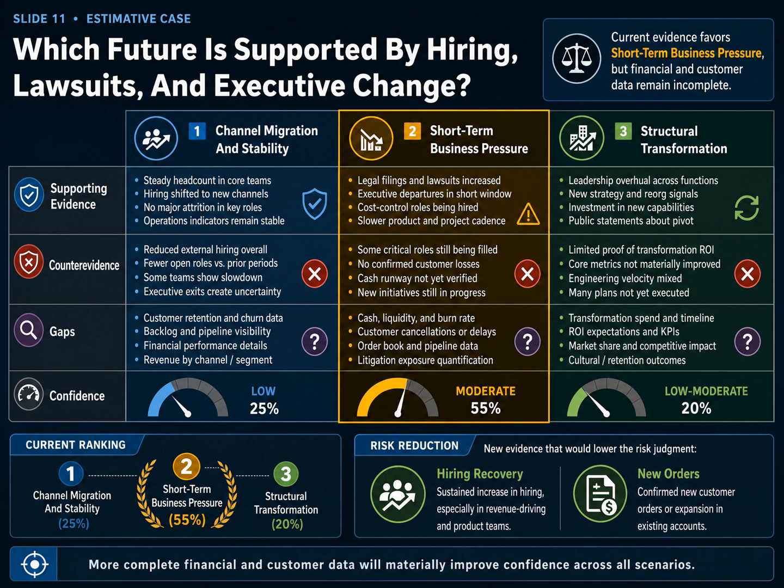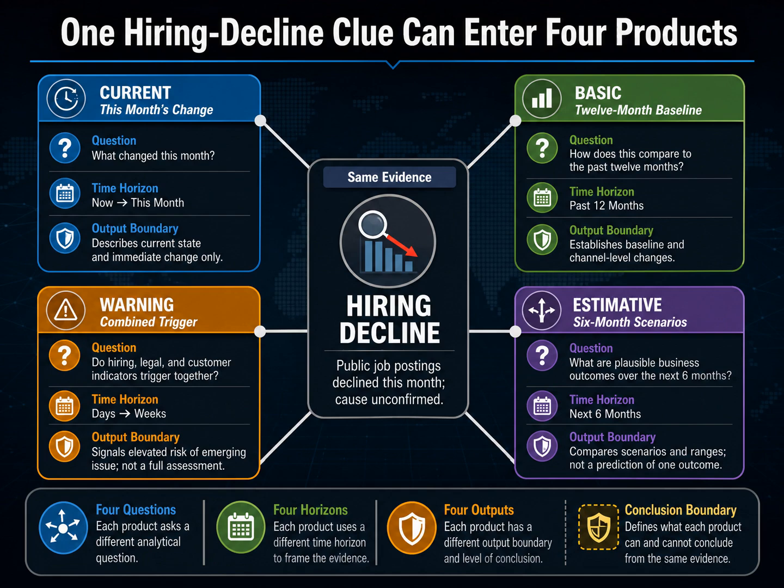If hiring recovers, new orders appear, or the company publishes a credible restructuring explanation, the risk judgment must be reduced or rewritten. Now write the same hiring clue 4 different ways. Current intelligence says, public job postings declined this month. The cause remains unconfirmed. Basic intelligence updates the 12-month hiring baseline and records channel changes.